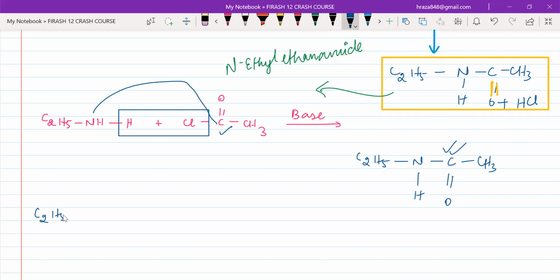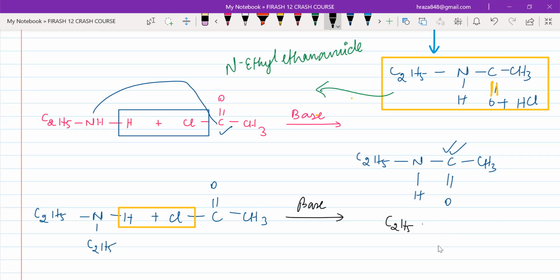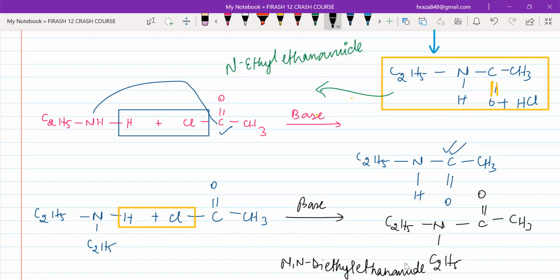For secondary, the same reaction will take place. So I'm going to do it directly in this way. You can see, and this is what you will get. So you are going to remove this HCl, and in the presence of this, you will get C2H5 and then C2H5, and then you will be getting C double bond O. So its name is basically N,N-diethyl ethanamide. Diethyl ethanamide. So this is what you will get.